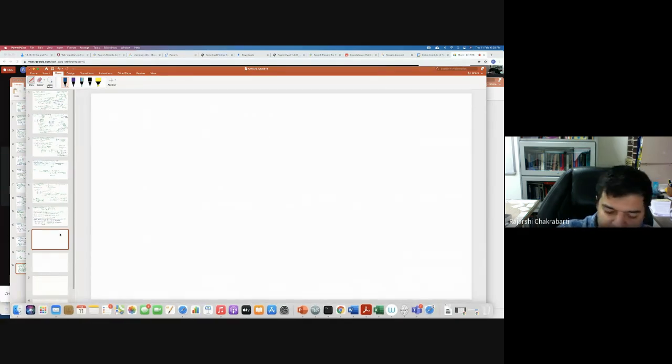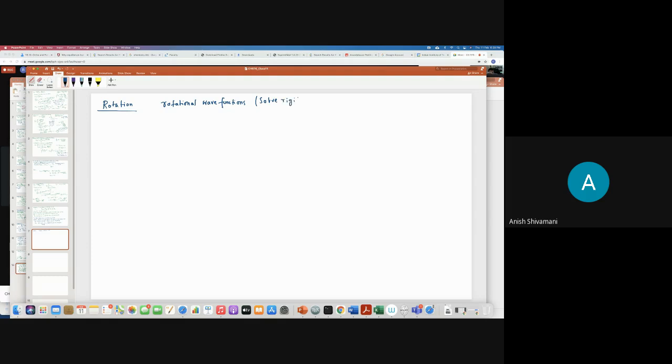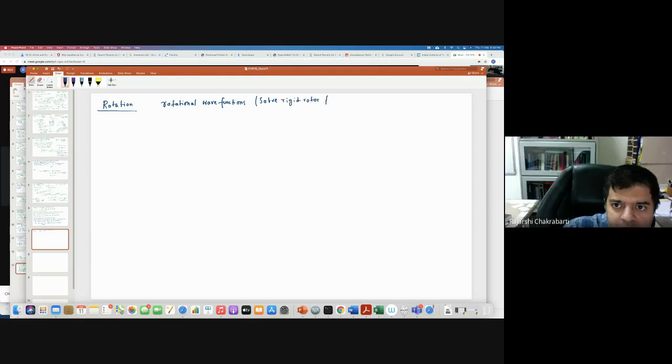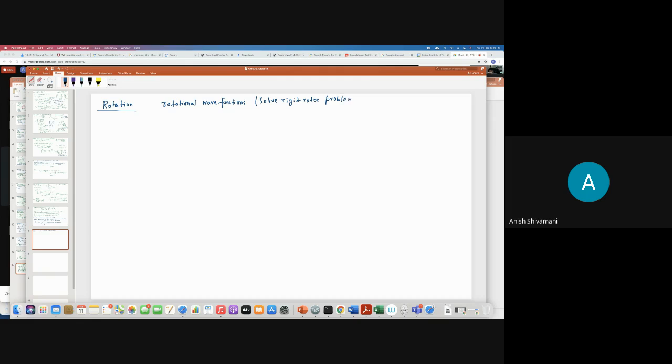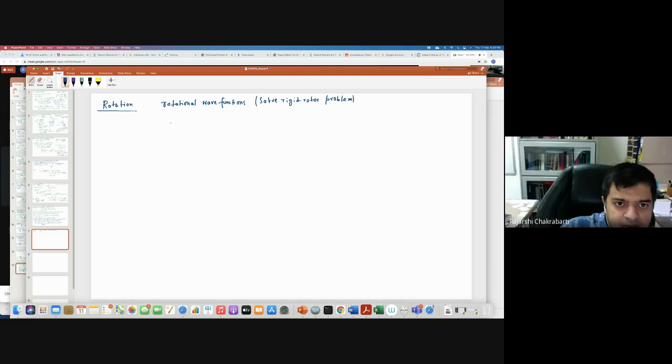So if I go to rotation, if I do the quantum mechanics of rotation, what I get is rotational wave functions. And you solve the rigid rotor problem. P_L of cos theta, if I'm not wrong. Yes. Legendre polynomial. Yes. And then I get states.